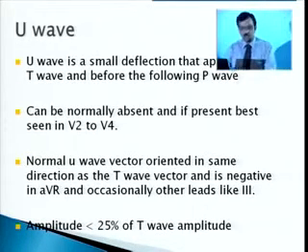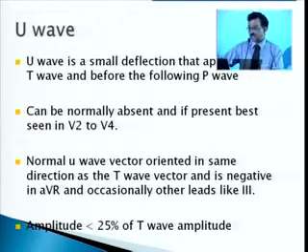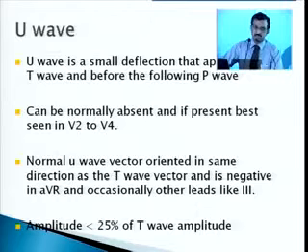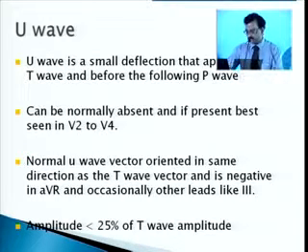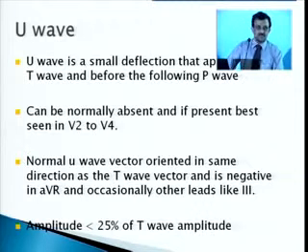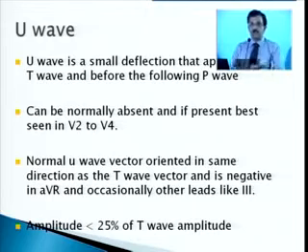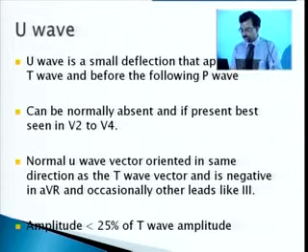U wave is another one. It's a small deflection that appears later after T waves, and it usually represents the late repolarization which occurs in the Purkinje system. Normally it has not much significance, except that in hypokalemia it can be very prominent, where we measure the QU interval.